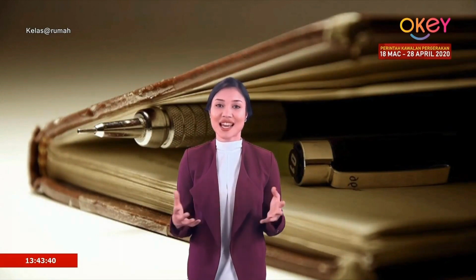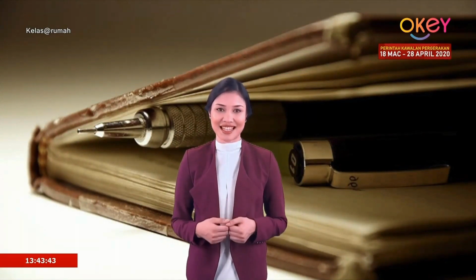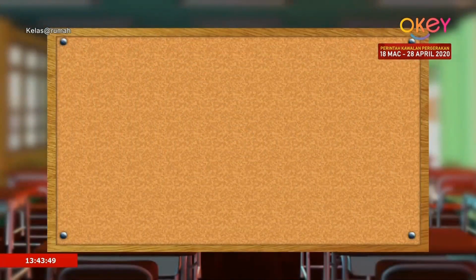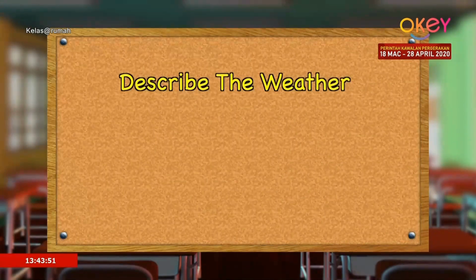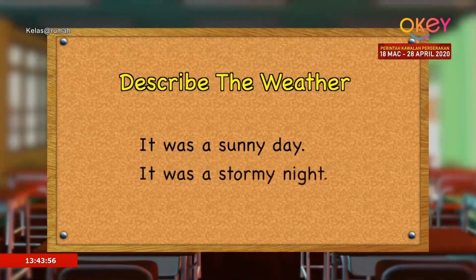In order to capture the attention of readers, begin and end your story with a good introduction and ending. A good piece of writing should be able to sustain interest of readers. So you can probably describe the weather or the condition of that particular day. It was a sunny day. It was a stormy night.